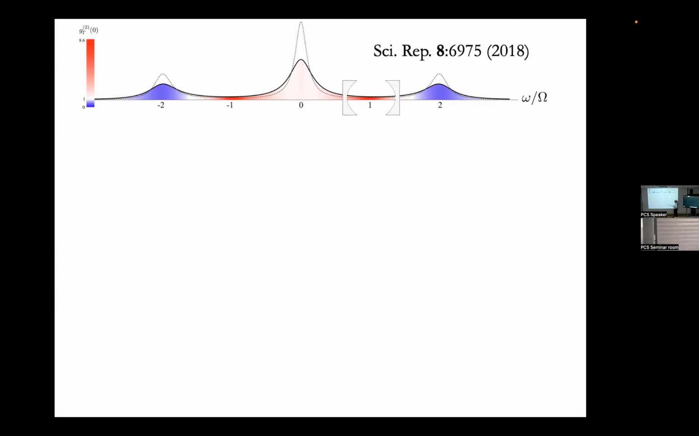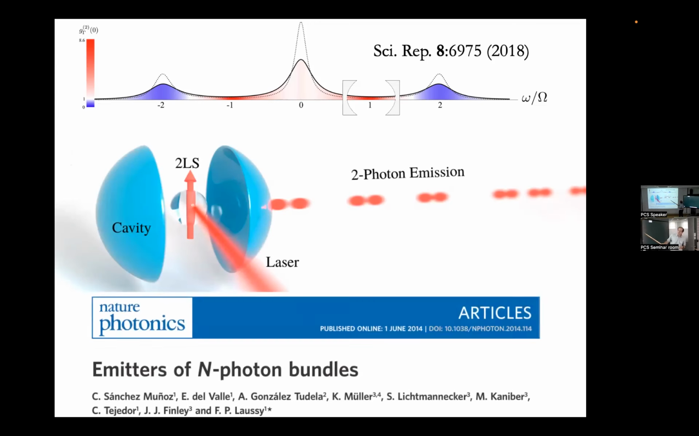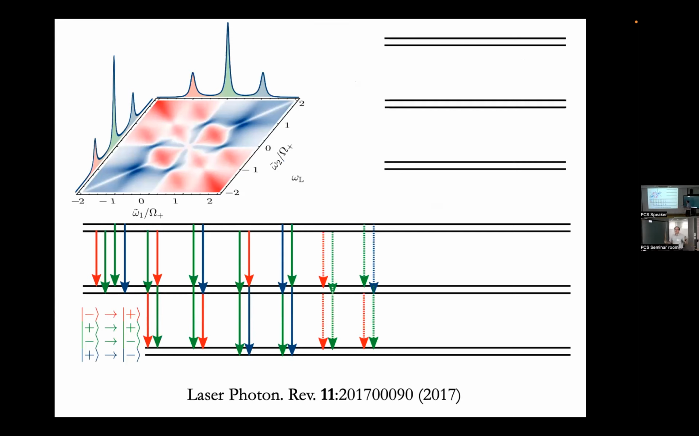You can put, for instance, a cavity there. If you put a cavity there, what you will find is, thanks to the Purcell enhancement of the process, you will get a two-photon emitter. And this is a device that we proposed and published in this paper, Nature Photonics, in 2014. Notice that it's called N-photon and not two-photon, because once you understand it happens at the two-photon level, you can easily generalize to any number of photons. So that's the two-photon observable.